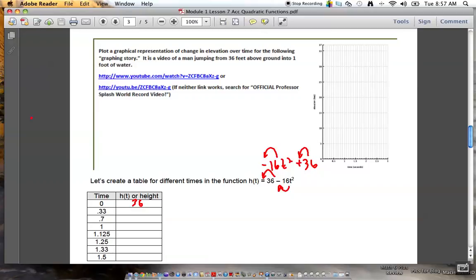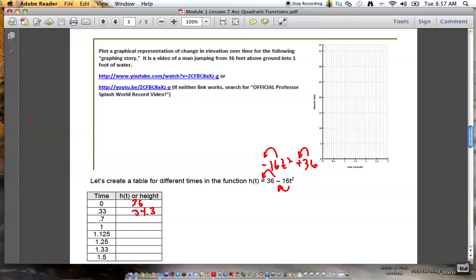Ready? I want you to do negative 16 times 0.33 squared. There should be an x squared button on the left side. Or just press the caret button and then 2 if you wanted to. And then plus 36. And what do you get? 34.25. Okay, so let's go 34.3.